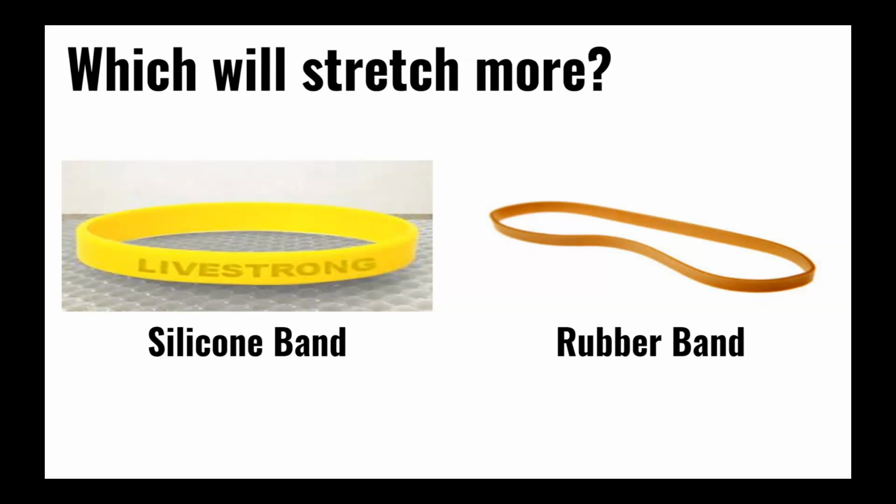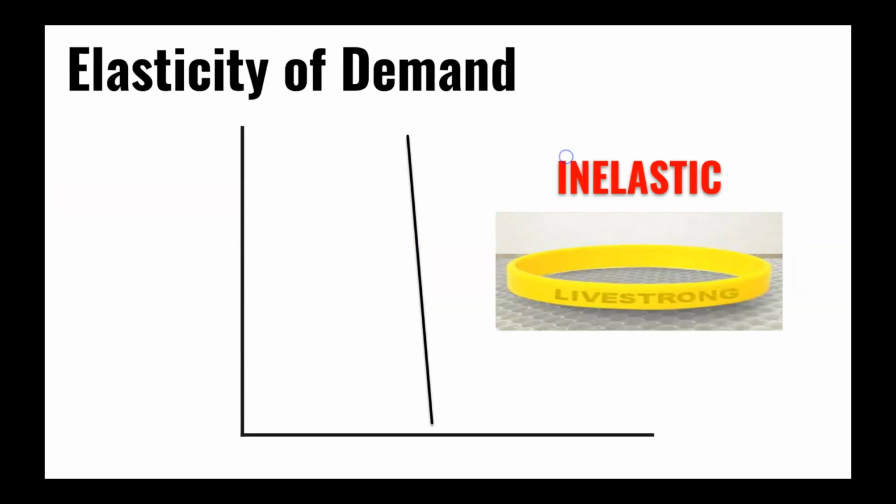So we think about something like a silicone band. Does it stretch? We put a lot of effort into stretching it. We pull on it really hard, but it doesn't change its shape very much. So we'd say those Livestrong silicone bands tend to be inelastic, whereas a rubber band doesn't take a lot of energy at all for us to stretch it very widely, right? So when it takes very little effort to cause a big change, then we say it's elastic in nature. And the same is true for the demand curve.